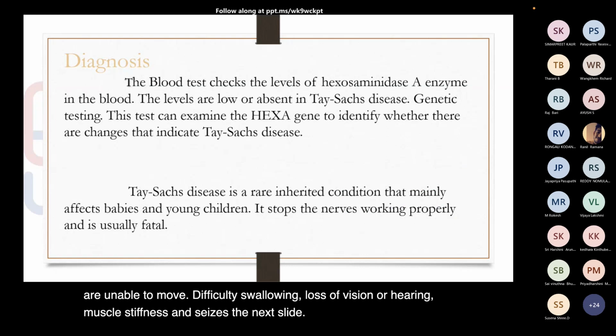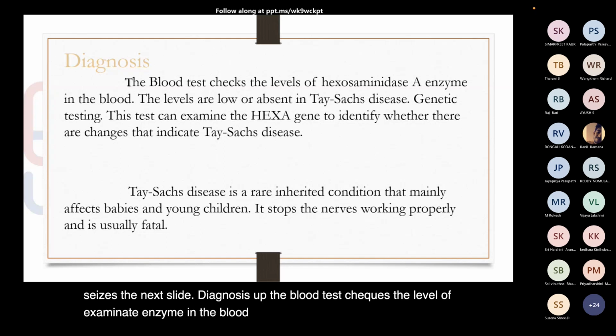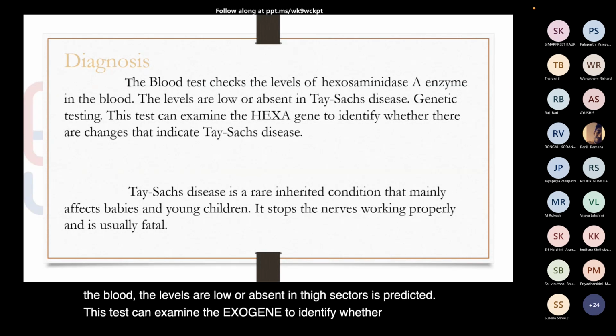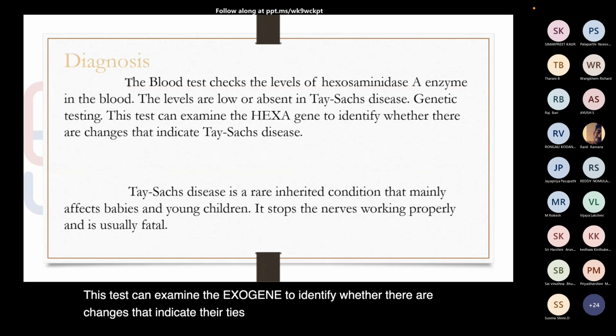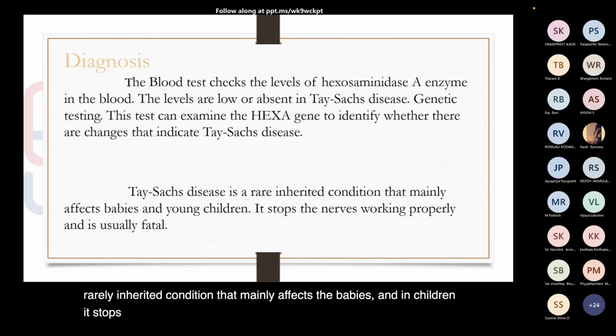Diagnosis. The blood test checks the level of hexosaminidase A enzyme in the blood. The levels are low or absent in Tay-Sachs disease. Genetic testing. These tests can examine the HEXA gene to identify whether there are changes there that indicate Tay-Sachs disease. Summary. Tay-Sachs disease is a rare inherited condition that mainly affects babies and young children. It stops the nerves working properly and is usually fatal.